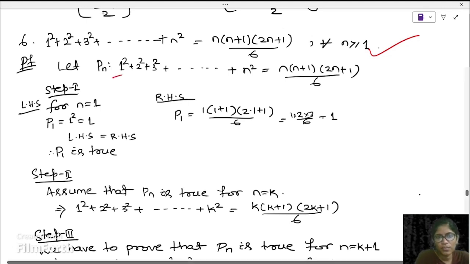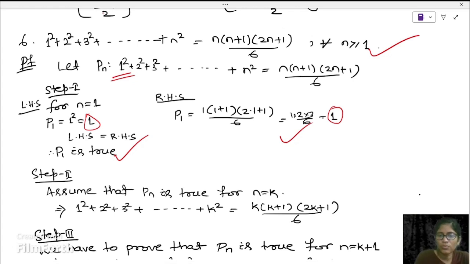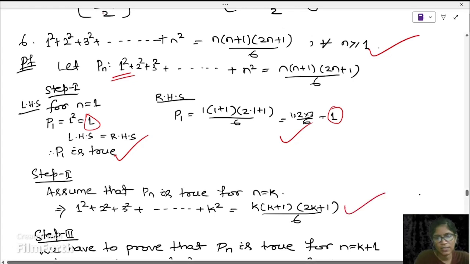Similarly, putting here for LHS P1, 1 square, which equals 1, and right hand side 1 into 1 plus 1, this equals 1. So LHS is equal to RHS, that implies P1 is true. Next move to step 2. Step 2: 1 square plus 2 square plus up to k square is equal to this. That means we only put n equal to k into k plus 1 into 2k plus 1.